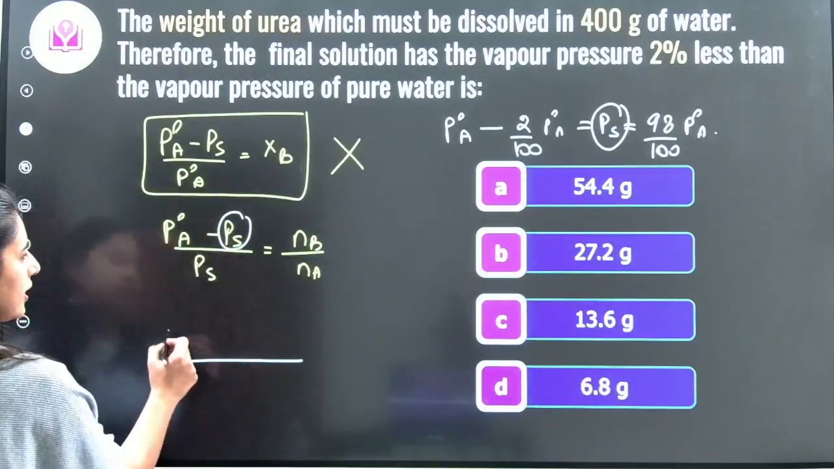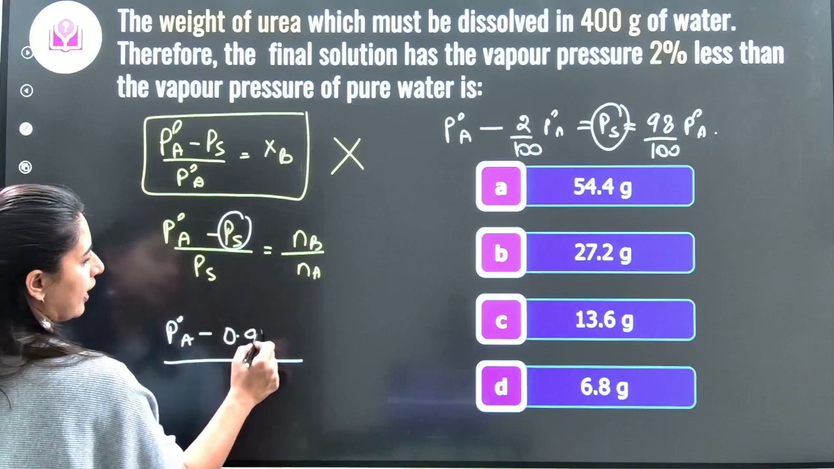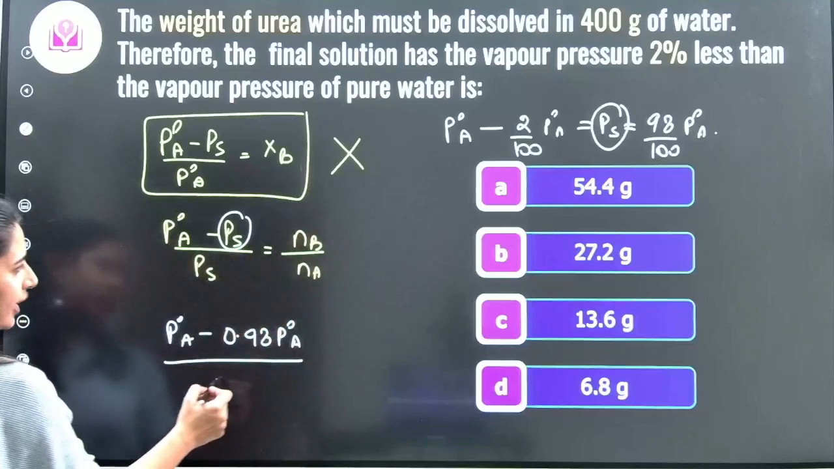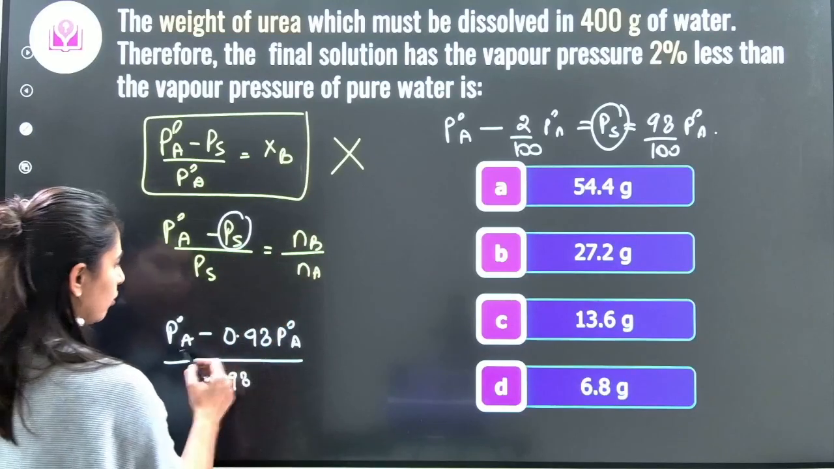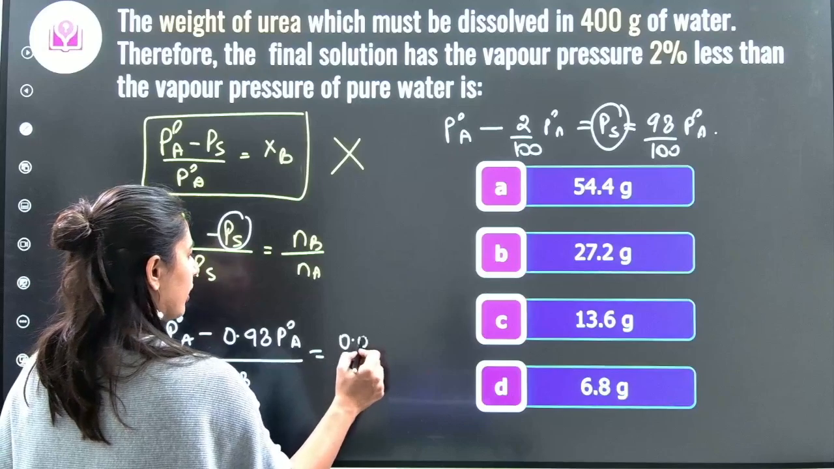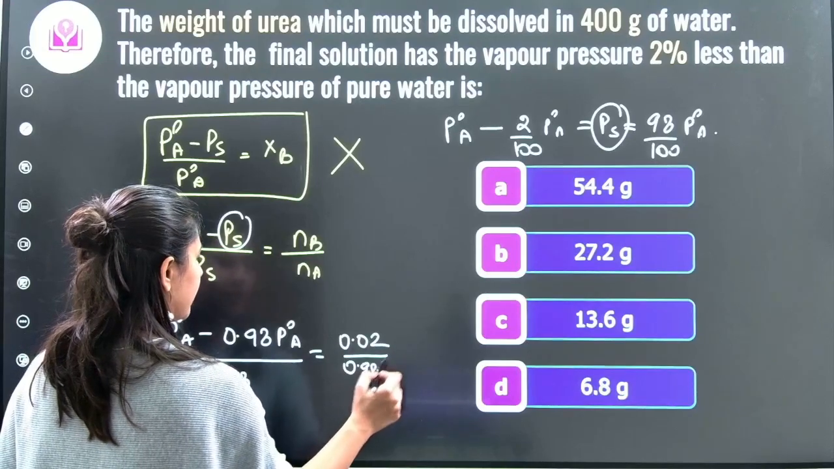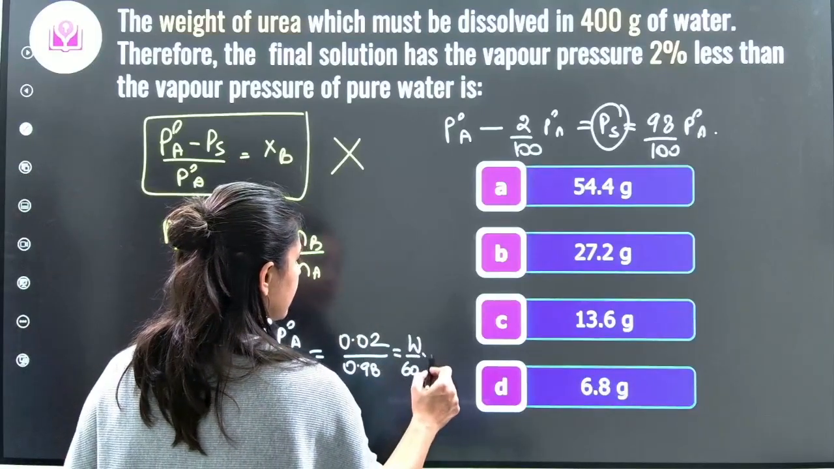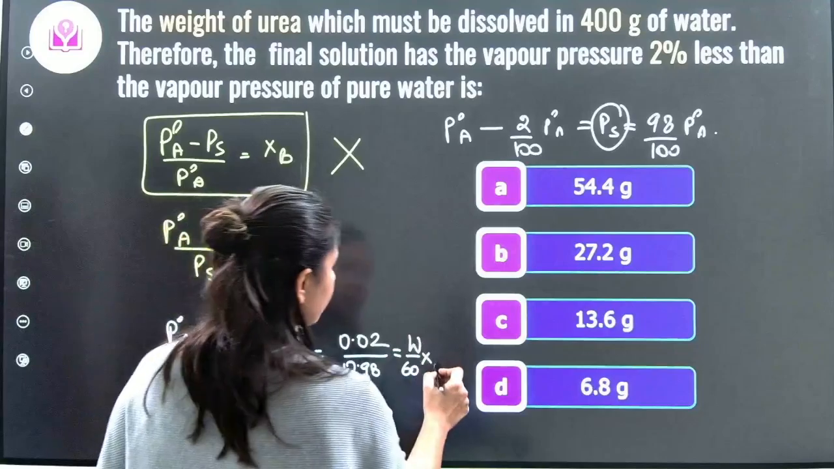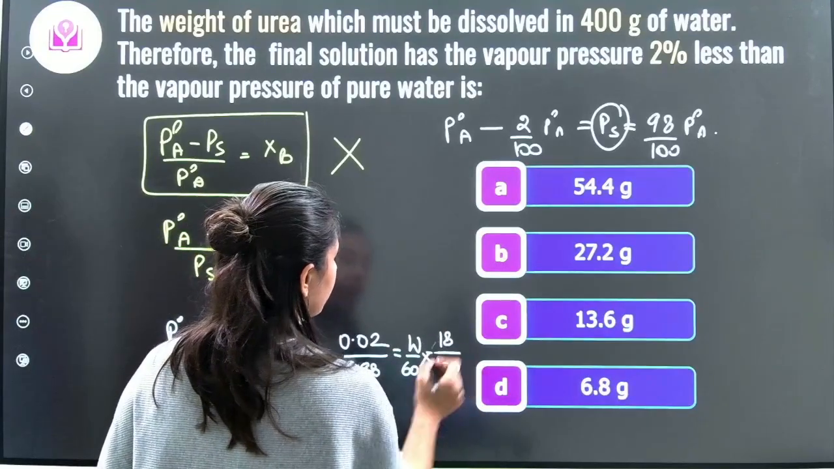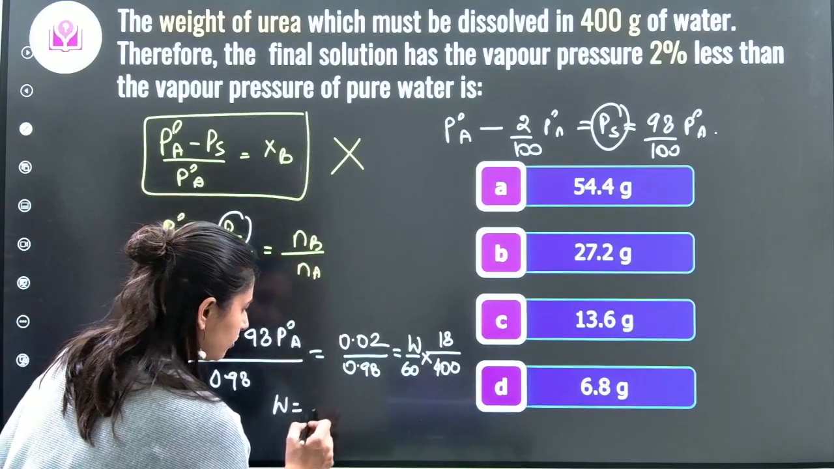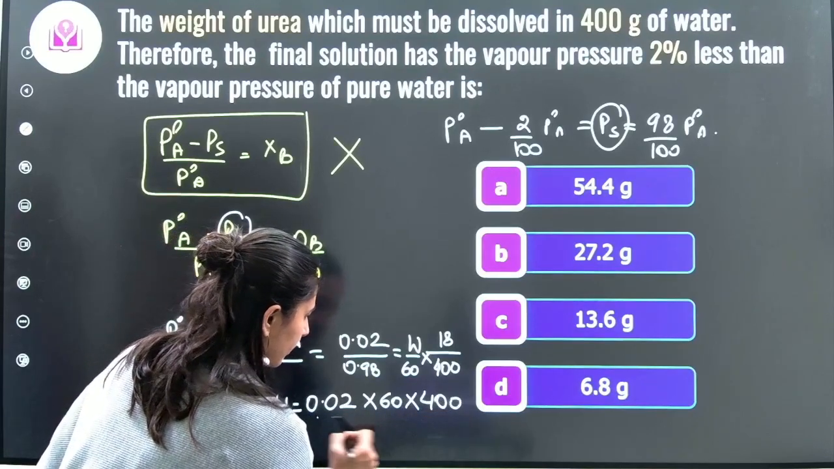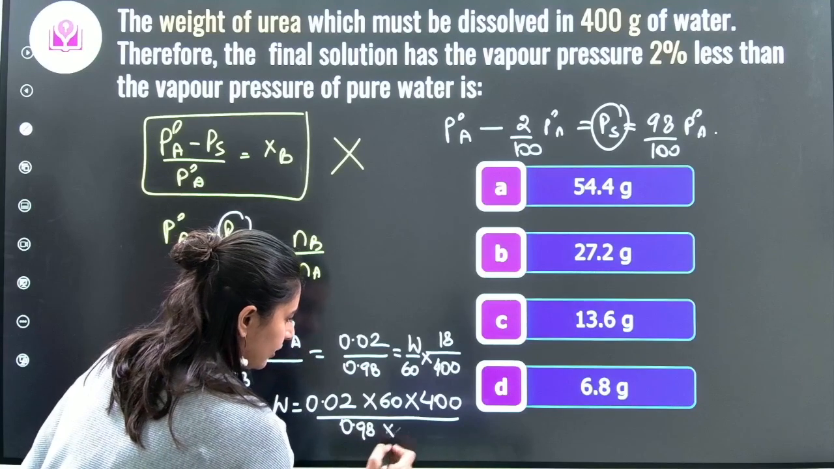So P naught A minus 0.98 P naught A, divided by 100. I've already taken care of it by writing 0.98 divided by 0.98. So you're getting 0.02 divided by 0.98 equal to the weight of the urea divided by 60, into the weight of the solvent already given to us, 400, and we know the molar mass is 18. So W will be equal to 0.02 into 60 into 400, divided by 0.98 into 18.